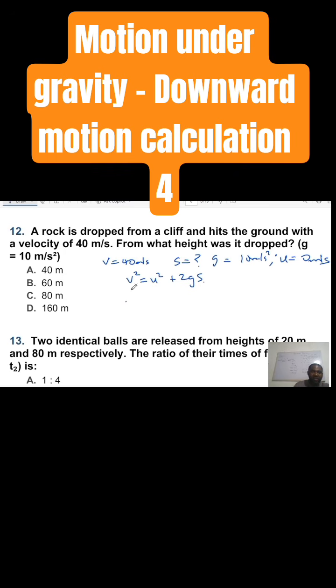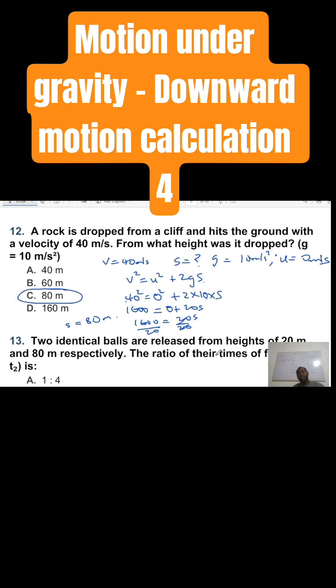So, the final velocity v is 40, so 40 squared equals 0 squared plus 2 times g, which is 10, times s, which is what we want to find. 40 squared is 1600. This is 0 plus 2 times 10 is 20, so this is 20s. 1600 is equal to 20s. If we divide both sides by 20, s is going to be equal to 80 meters. So 80 meters is the answer, C.